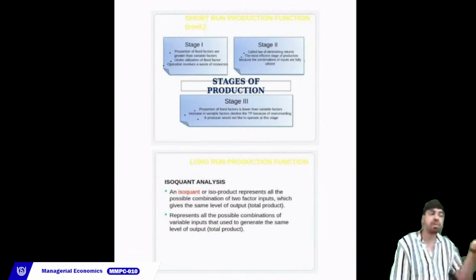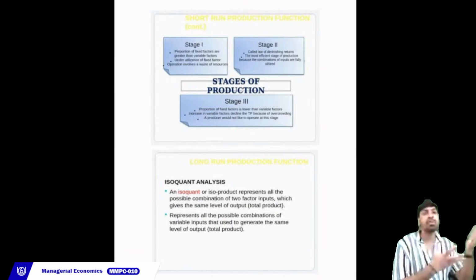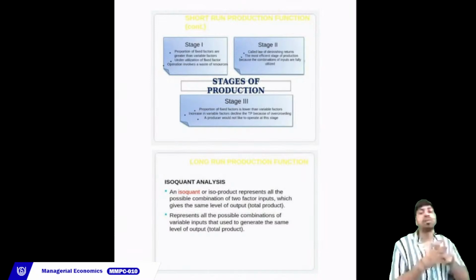So when we talk about the law of diminishing marginal returns or the law of variable proportion, we always talk about the short-run production function. When we talk about the long-run production function, one of the major concepts that comes under it is isoquant analysis.